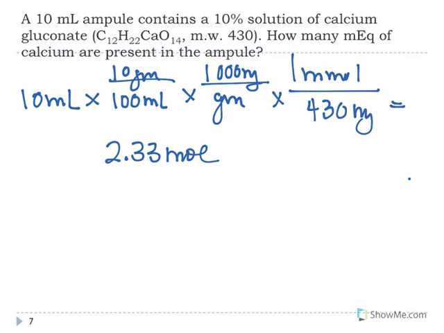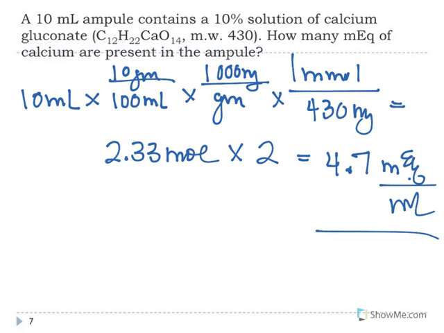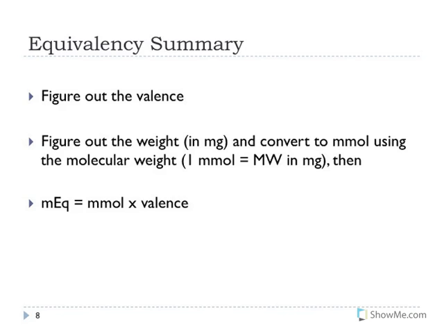Now remember, milliequivalents is millimoles times valence, so 2.33 times the valence of 2 that we talked about earlier, we get approximately 4.7 milliequivalents per mil as our answer. All right, so that's about it.